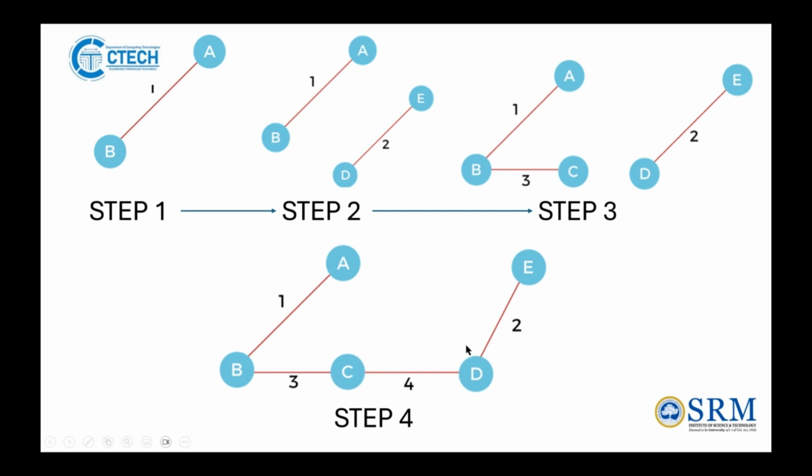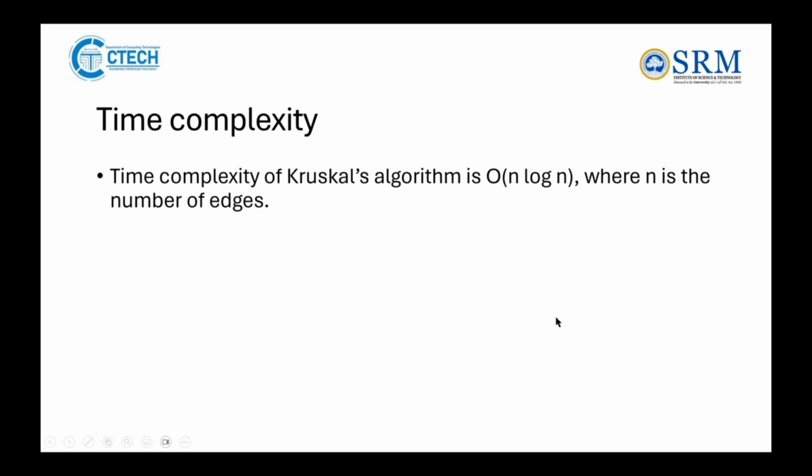The sum of all weights in this MST is 1 plus 3, 4, plus 4, 8, plus 2, 10. The time complexity of Kruskal's algorithm is O of n log n, where n is the number of edges. Thank you.